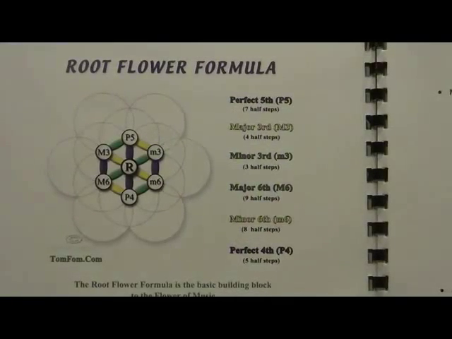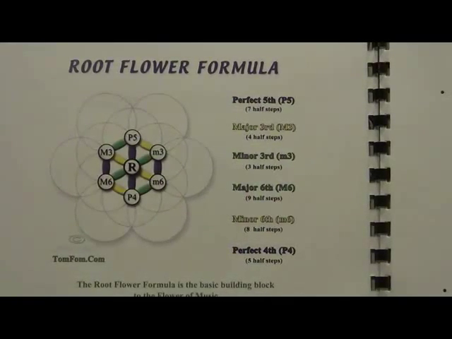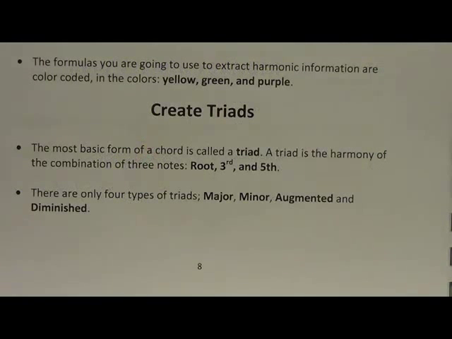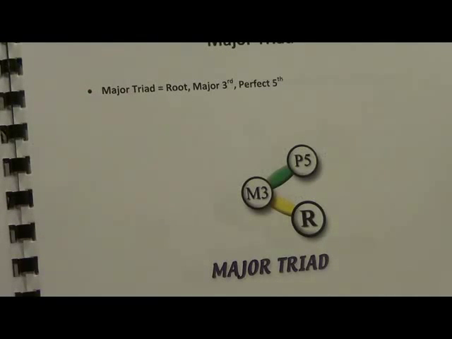So now with this root flower formula, we can apply this information to start building triads. Triads are the most basic form of a chord. They are the combination of the root, third, and fifth. There's only 4 types of triads: major, minor, augmented, and diminished. The first triad we'll learn how to build is the major triad, which consists of the root, major third, and perfect fifth. The formula is yellow-green.